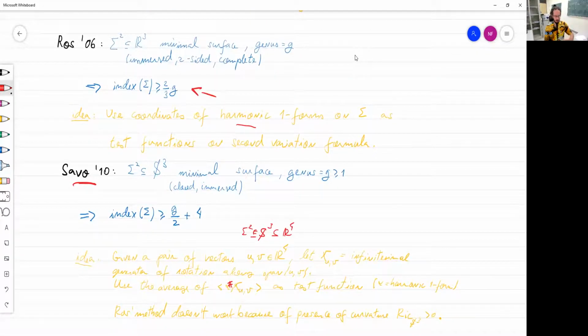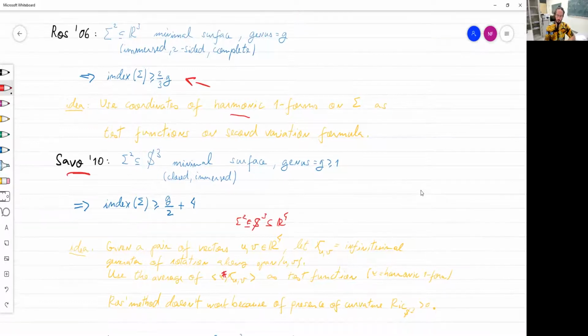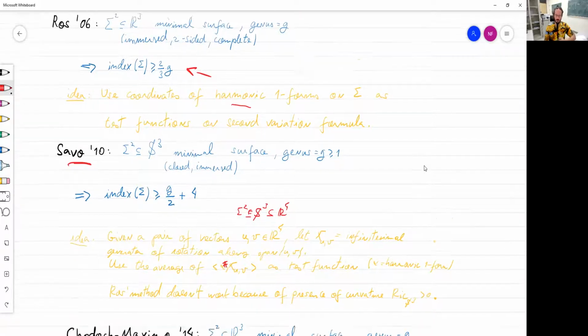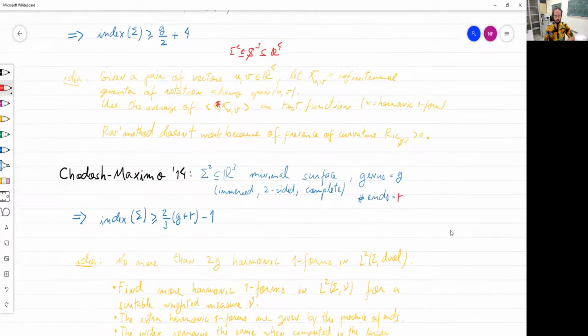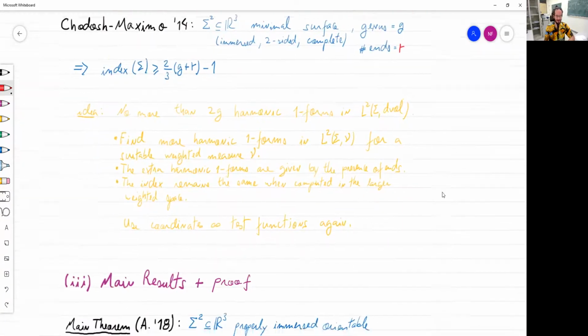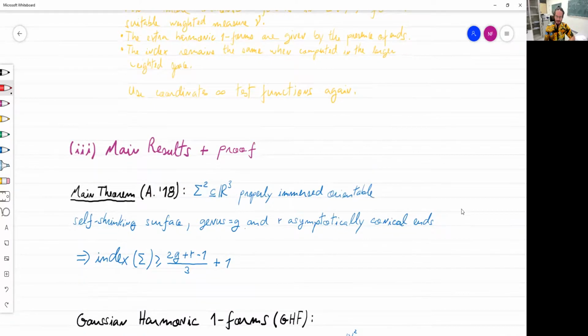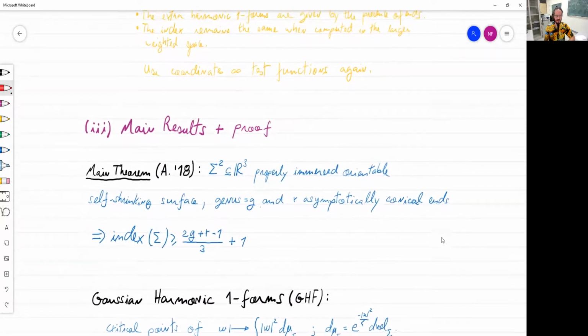Let me just mention that there are other index estimates for minimal surfaces that don't involve the genus. For minimal surfaces, there are upper bounds for the index in certain cases, and the index estimates for minimal surfaces is a much larger theory than what I'm summarizing here. This is just what's relevant for this talk, for this result. All right, and let's finally write down the main result. And here it is.